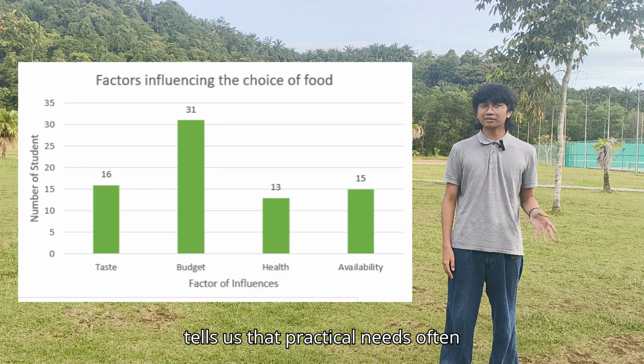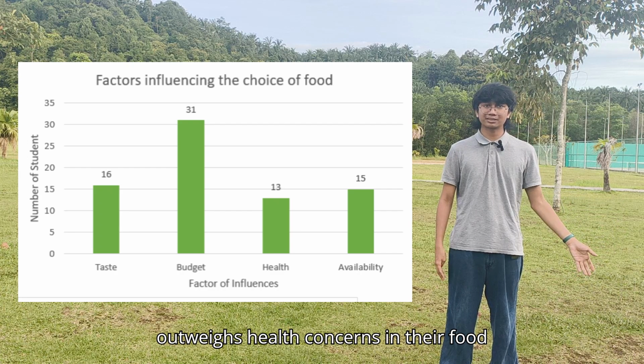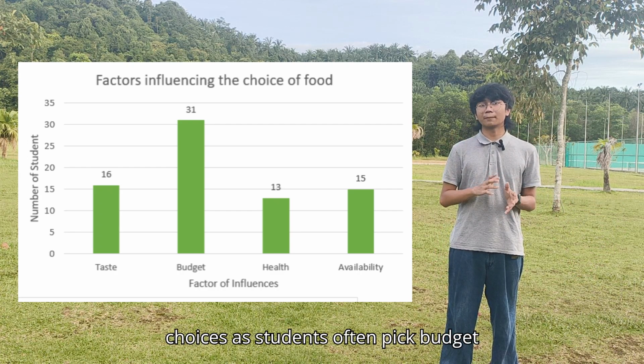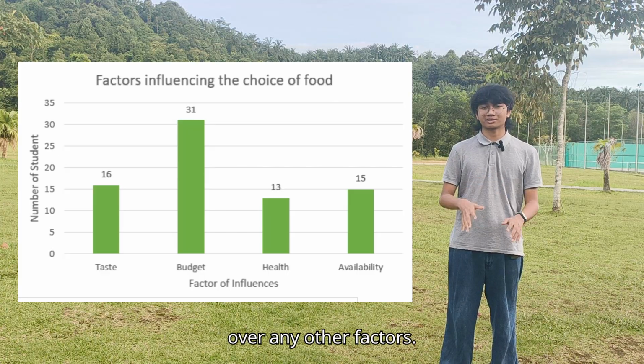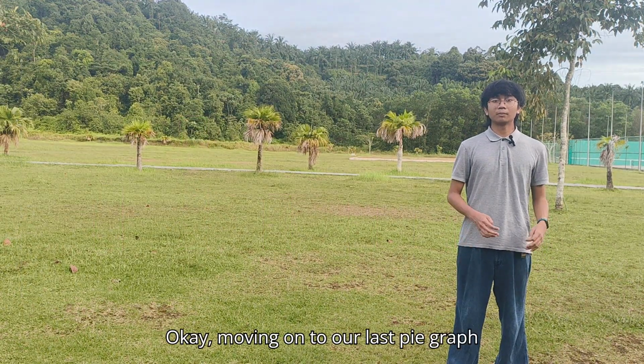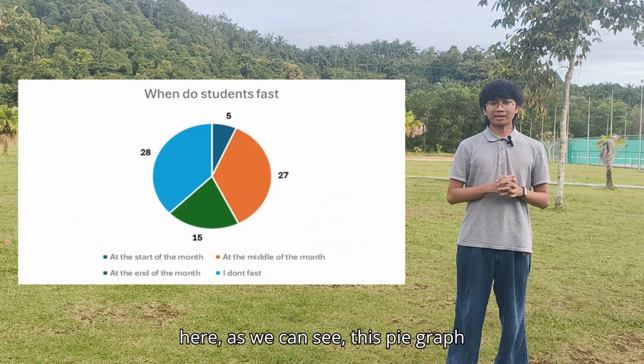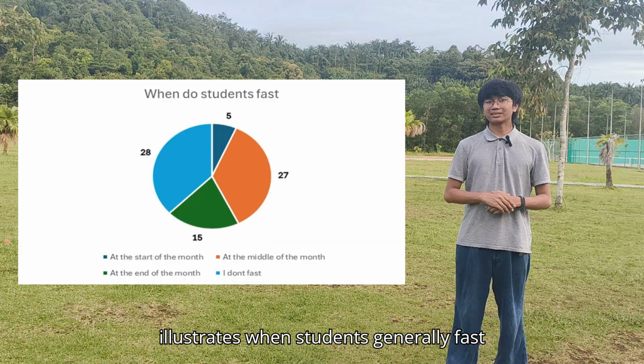This tells us that practical needs often outweigh health concerns in their food choices, as students often pick budget over any other factors. Okay, moving on to our last pie graph here. As we can see, this pie graph illustrates when students generally fast in a month.